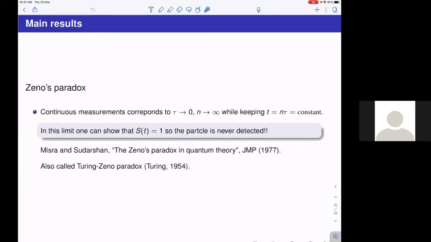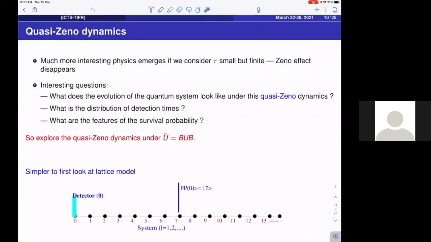So this is a bit counterintuitive if you think about it, but this is what happens, and this is called the Zeno paradox. It was pointed out, I think, first by Alan Turing quite early, but it was described in great detail in this paper by Misra and Sudarshan. Okay, so that is the Zeno limit, where you take tau going to 0.